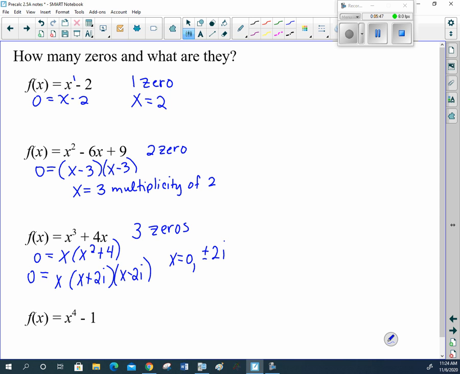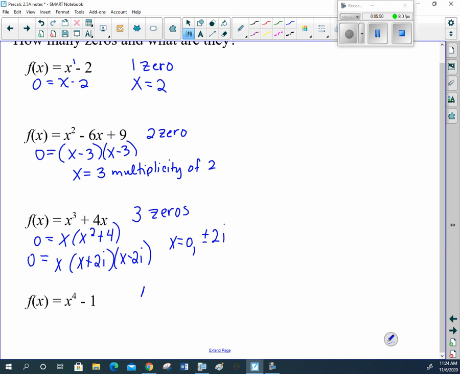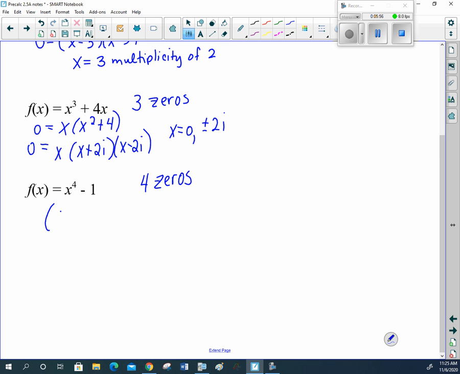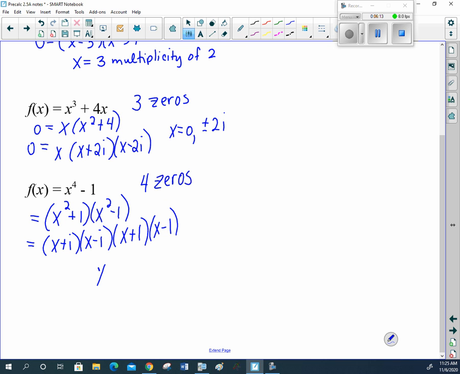Okay, and then the last one, x to the fourth minus 1. That's 4 zeros. When you factor it, that's x squared plus 1 times x squared minus 1. And if you keep factoring, or you could solve it, x plus i, x minus i, x plus 1, x minus 1. So all of our zeros are positive and negative 1 and positive and negative i. So there's our 4 zeros. We can find them whether they're real or imaginary. You should be able to find all of the zeros that go with a polynomial.